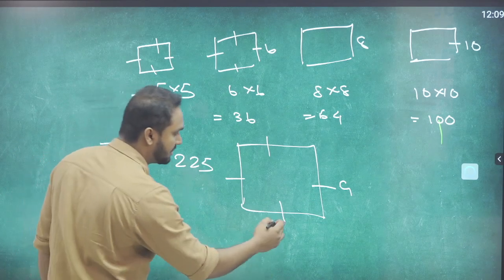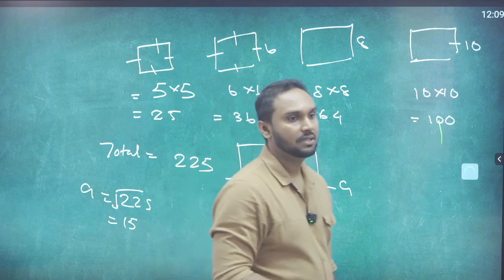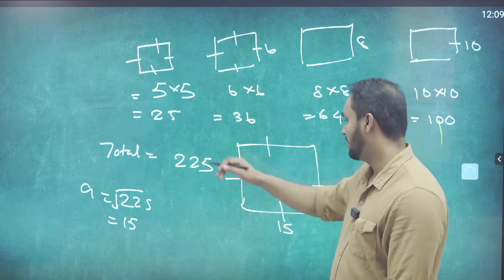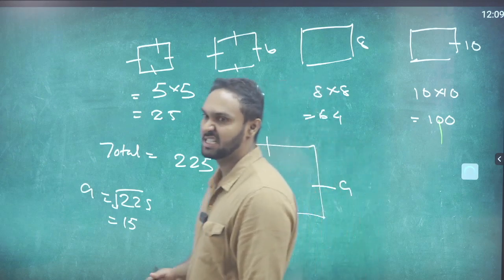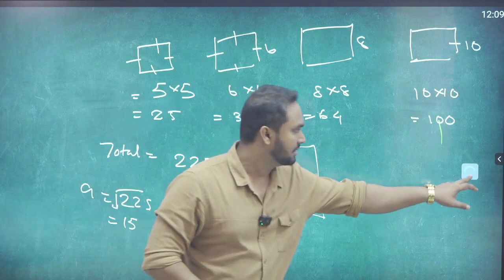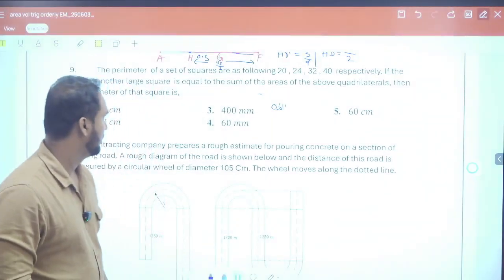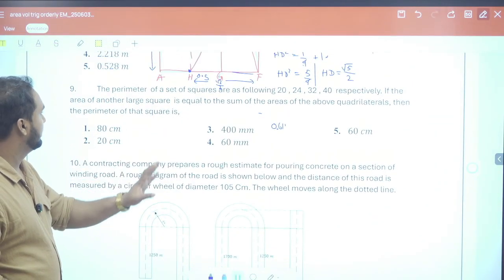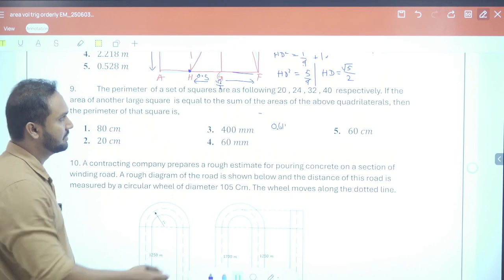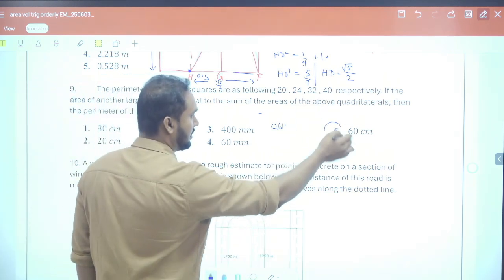So now we have the side length of the large square. They are asking for the perimeter. So you have to multiply it by 4. That is 60. So that's easy, right? The answer is 60. The values were taken in centimeters, right? 60 centimeters, yes. 60 centimeters.